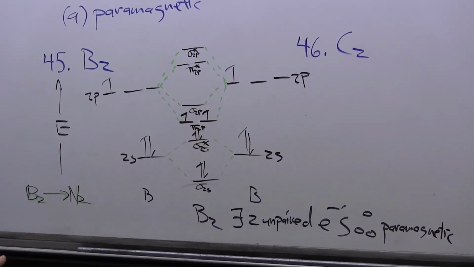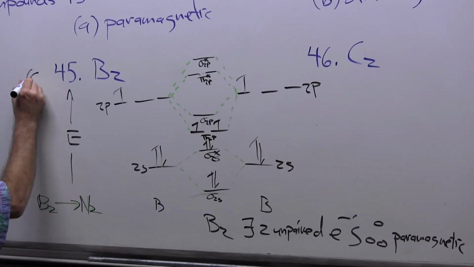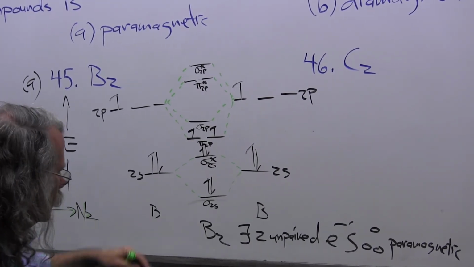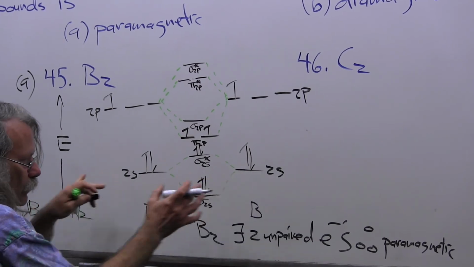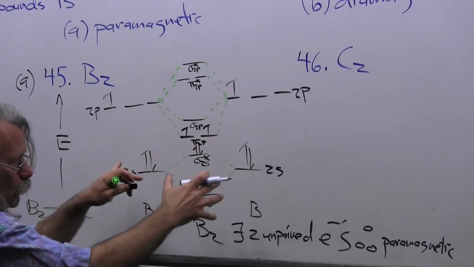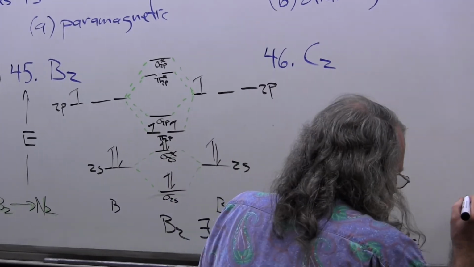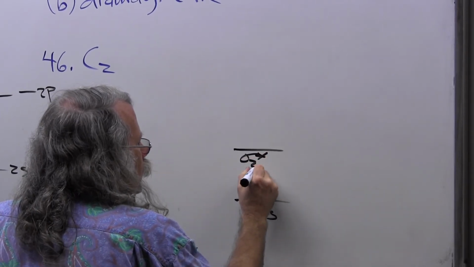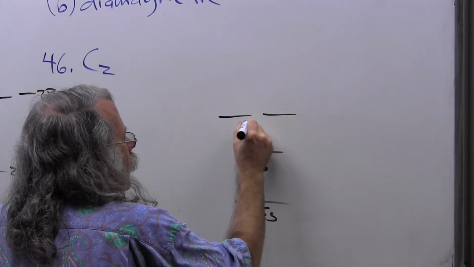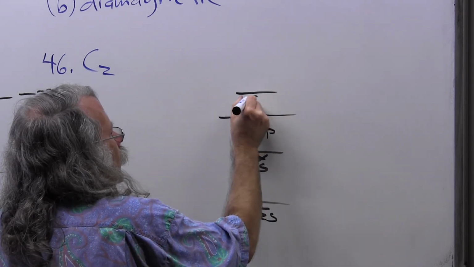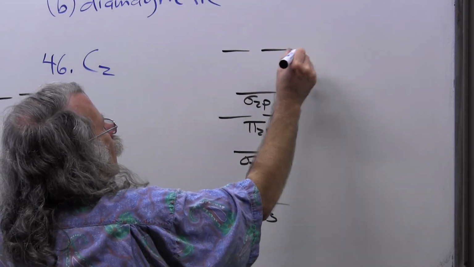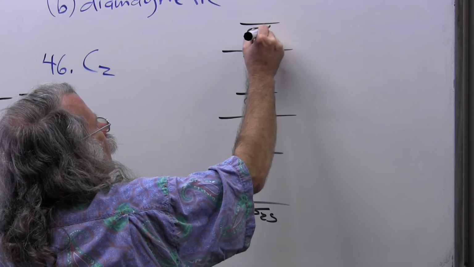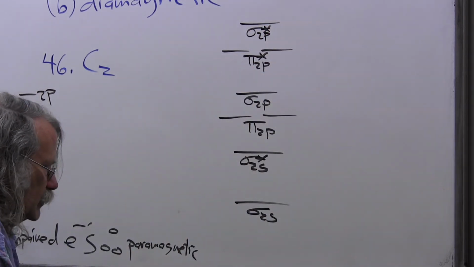And that means the answer to 45 is A. That was a lot of work just to fill in a little bubble. But now we go on to 46. I'm not going to have to construct the whole diagram. I can just simply write the orbitals. This is the sigma 2s, the sigma star 2s, the pi 2p, the sigma 2p, pi star 2p, and the sigma star 2p. And now I can just place the electrons in.